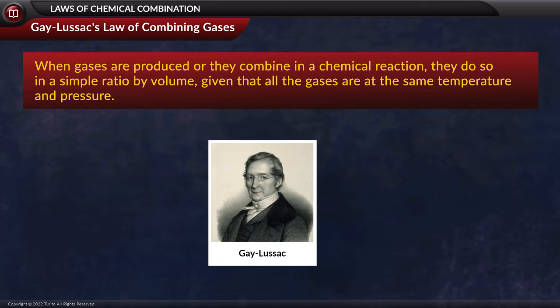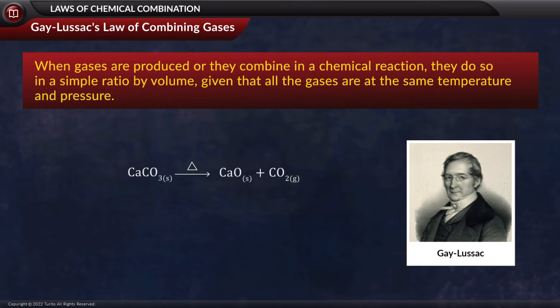It is not applicable if only one gaseous term is present in the reaction, like CaCO3 solid gives CaO solid and CO2 gas. While in the case of hydrogen and chlorine, the gases react with each other to form 2HCl. This can be written as 1 volume of H2 and Cl2 each reacts with each other to form 2 volumes of HCl gas.